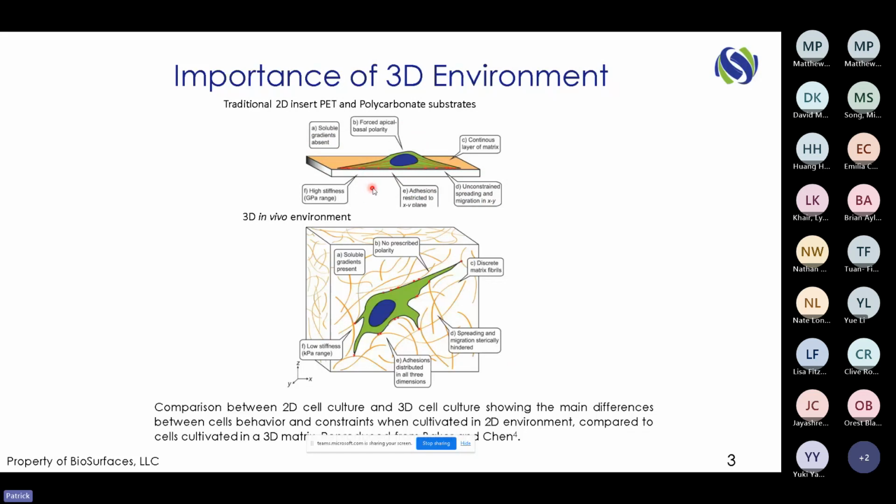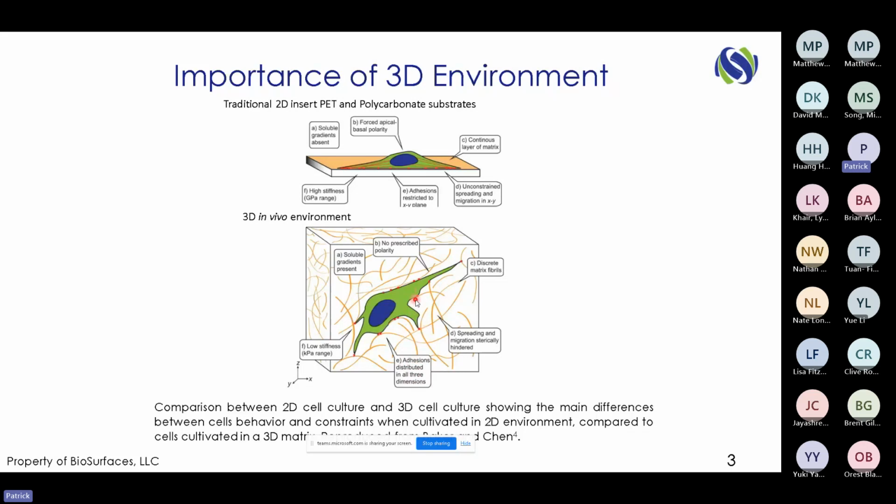So in contrast with the 3D environment, we have nice soluble gradients present. There's no prescribed polarity. The cells can attach on any side or multiple sides in a more complex fashion. The matrix is composed of discrete fibrils, and of course, spreading and migration are sterically hindered. The cell can't just spread forever because it's locked in multiple directions by the matrix. And then again, the adhesions are distributed in all three dimensions.